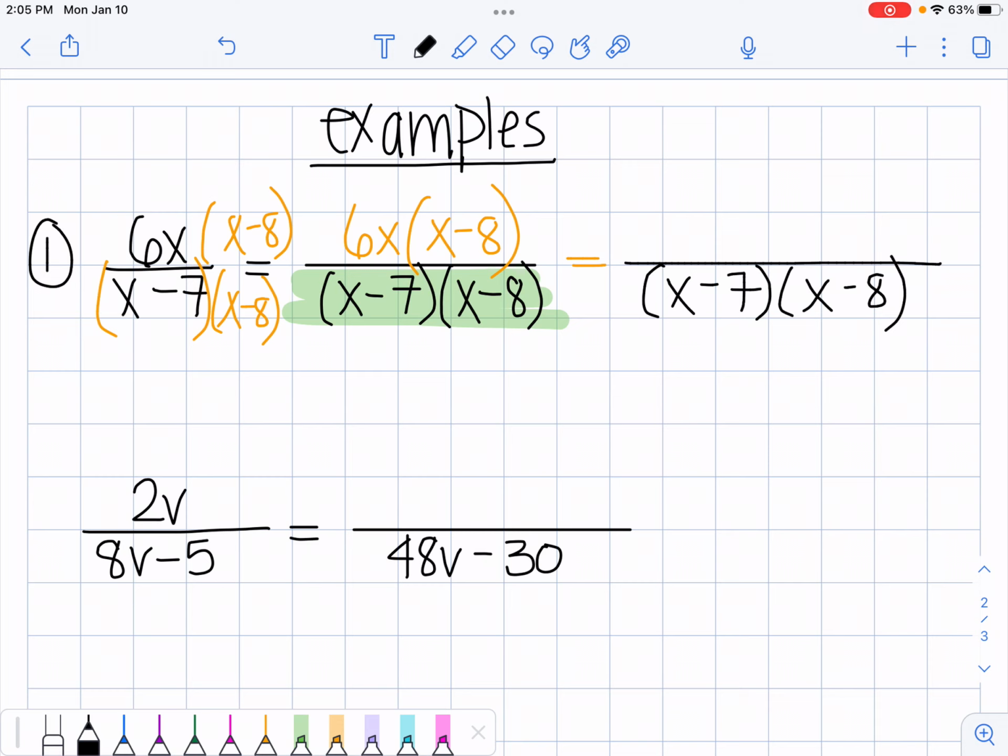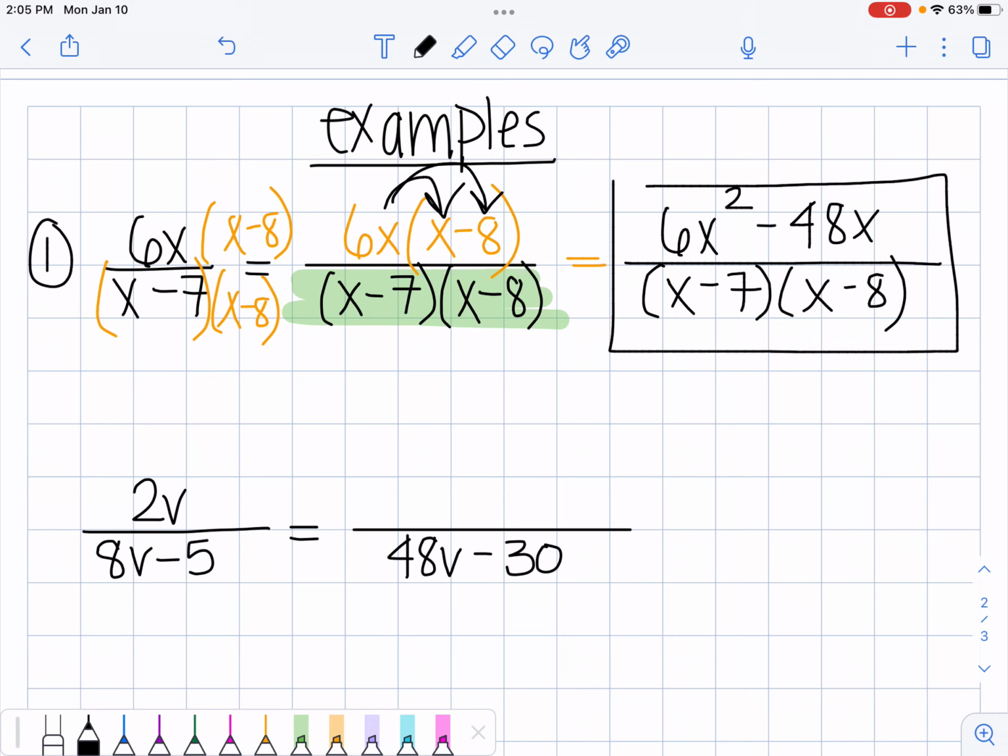But you always want to multiply out the top. So I'm going to distribute this 6x. 6x times x is 6x squared, and 6x times negative 8 is negative 48x. And this would be your final answer. We'll talk about why we multiply out the tops and not the bottoms in just a minute.